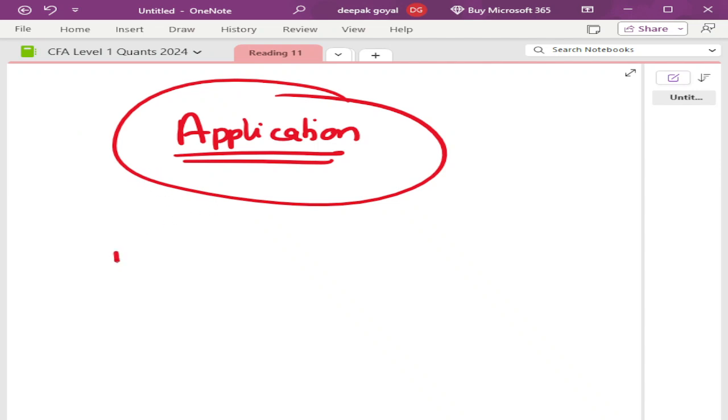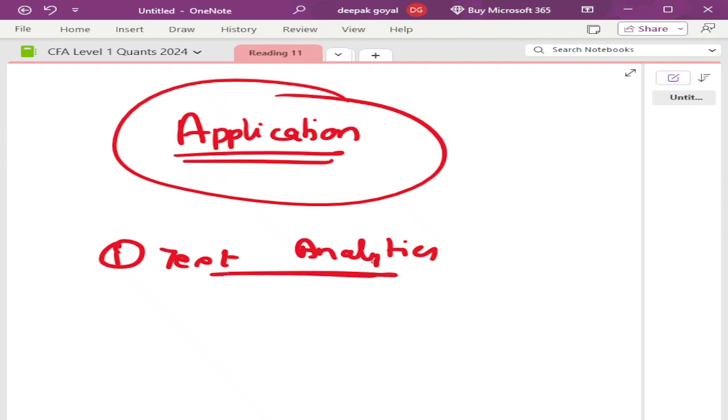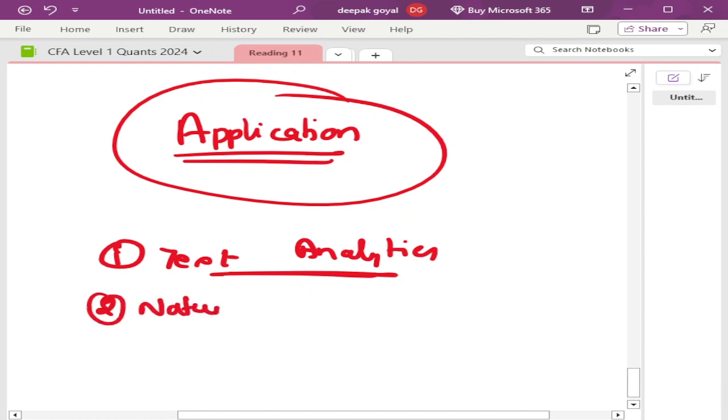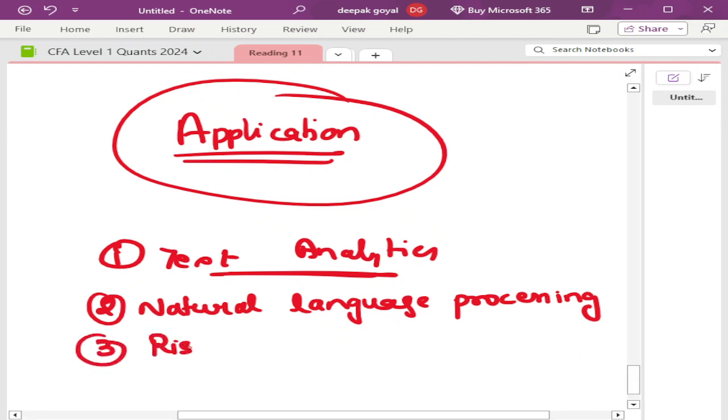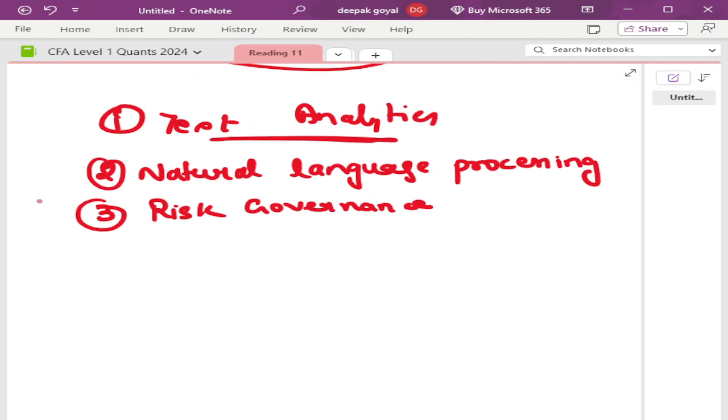Number two is your natural language processing. Third is risk governance. Fourth is algorithmic trading. Algo trading, we call it algo trading. These are the four applications of big data and data science in investment management.